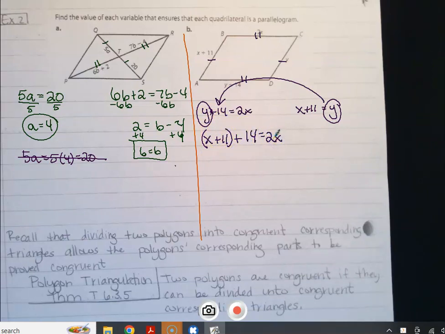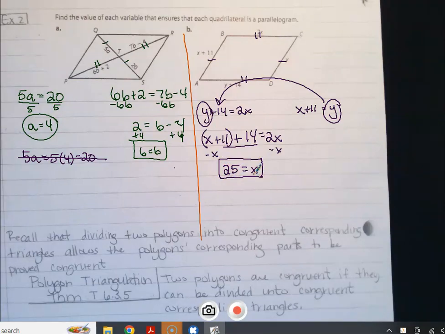Now we don't have a y to contend with. We only have the x's. So bring the x over. I'm going to subtract x. 25 equals x. Combine like terms. 11 plus 14 is 25 equals 2x minus x is x. So you just solve for x that quickly.